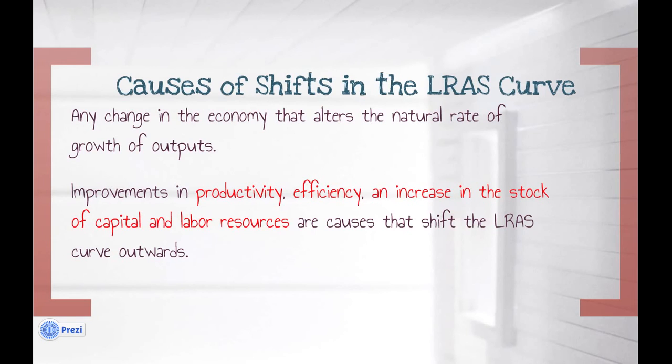Causes of shifts in the long-run aggregate supply curve. Any change in the economy that alters the natural rate of growth of outputs will cause the curve to shift. Improvements in productivity, efficiency, and increases in the stock of capital and labor resources are causes that shift the long-run aggregate supply curve outwards.